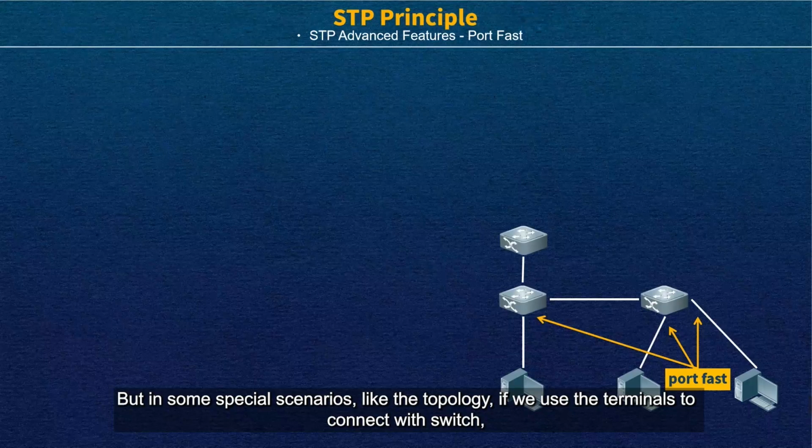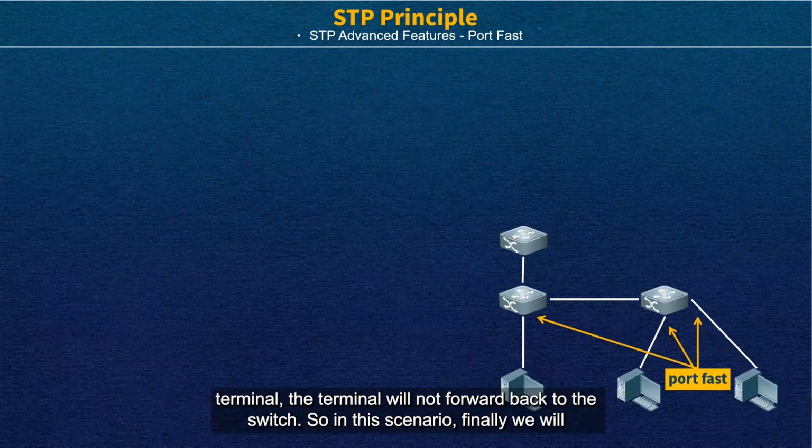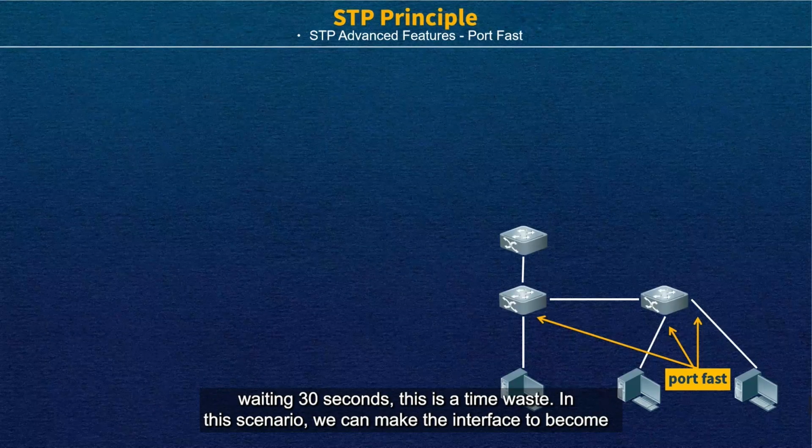But in some special scenarios, like the topology where we use a terminal to connect with the switch, as we know, there is no loop, because a message the switch sends to the terminal will not be forwarded back to the switch again. So in this scenario, we know this interface connected with the terminal should become the forwarding status. So if we still wait 30 seconds, this is a waste of time, right?